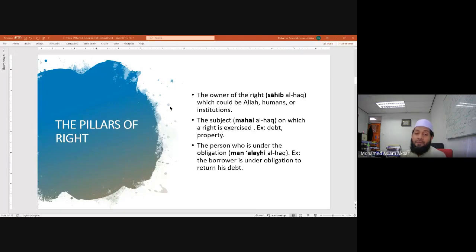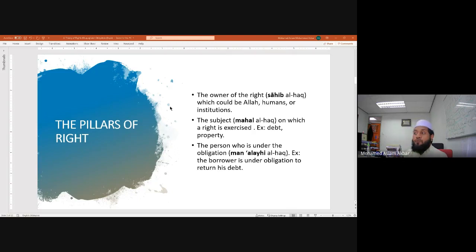Okay, for example, in our case, just now the example that I gave you, Leon: I am the owner of the right, meaning Sahib al-Haq, the person who stays in your hotel. So I am the owner of the rights, Sahib al-Haq. Then the subject, the Mahal al-Haq, is the subject on which our right is exercised. For example, debt or property. In the example that we talked about, it's your hotel. Your hotel becomes what? The subject.